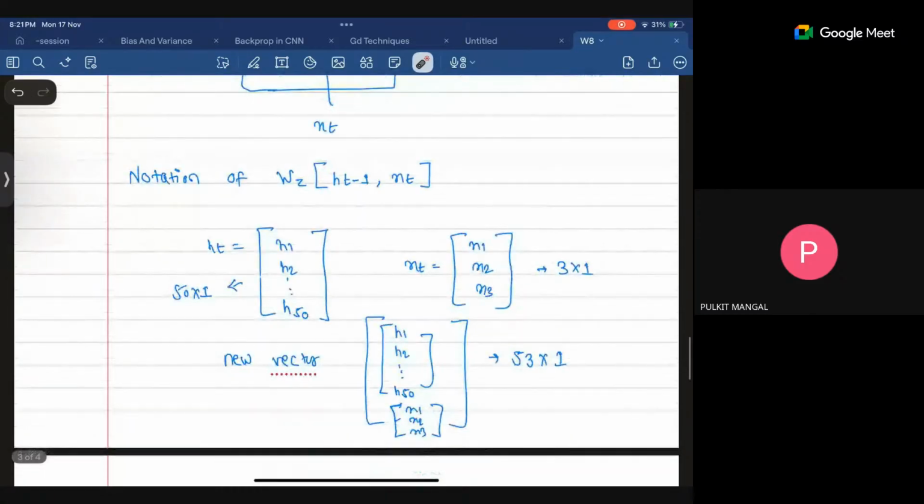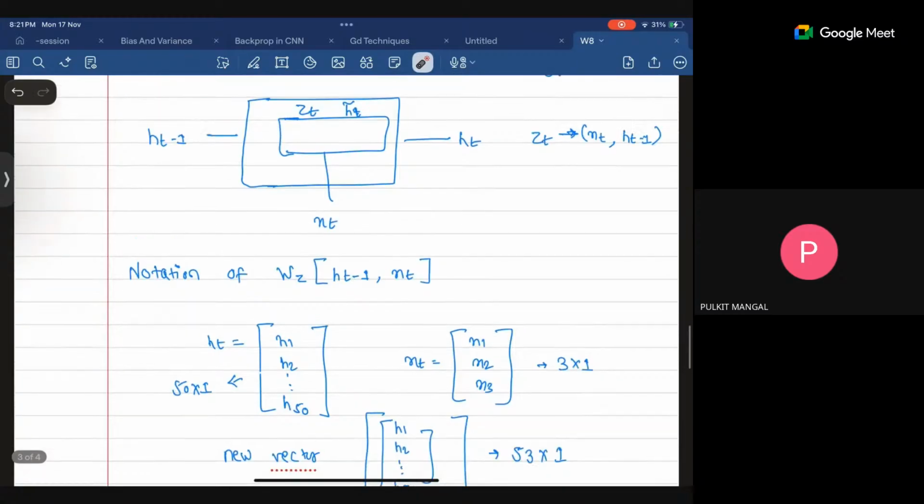Now, I hope this was already covered, how this concatenated vector form works. If you have this HT minus 1 and XT, written like this, then you will create one new vector in which the first part would be your HT minus 1 and the second part will be your XT. So if HT is a vector of 50 elements and XT is a vector of size 3 cross 1, then the concatenated vector would have size 53 cross 1. 50 from the hidden state, then you just stack the remaining 3 from the X. So that's the concatenated form.